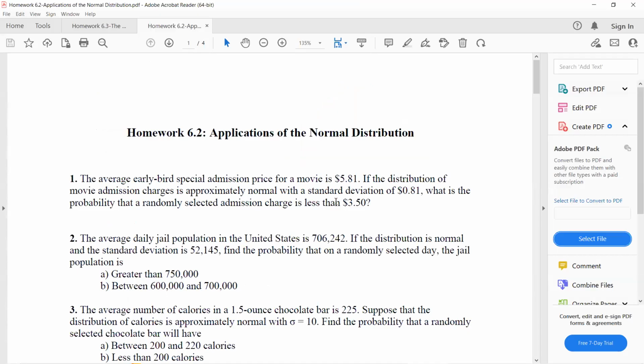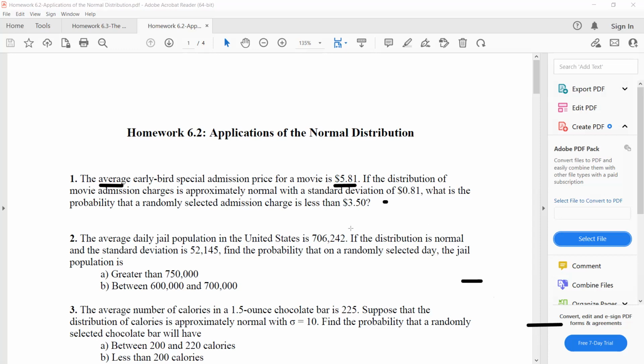The average early bird special admissions price is, so average is another name for mean. We have two means: the sample mean and the population mean, but the average is 5.81. Okay, that's what it said. The average is 5.81. Then it said that, there it is.